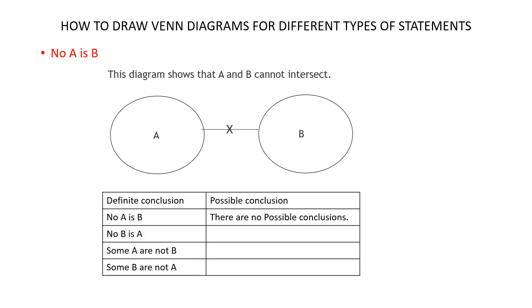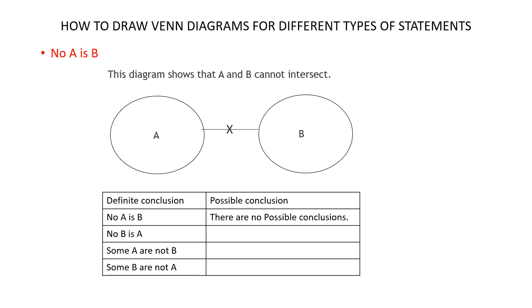Now that you know no A is B, it obviously means that some A also is not B. So, some A are not B is a definite conclusion. Now that you know no B is A, it obviously means that some B also cannot be connected with A. So, some B are not A is also a definite conclusion.